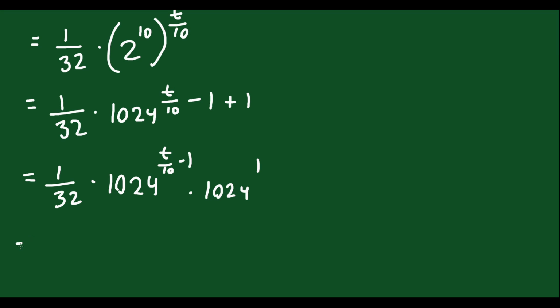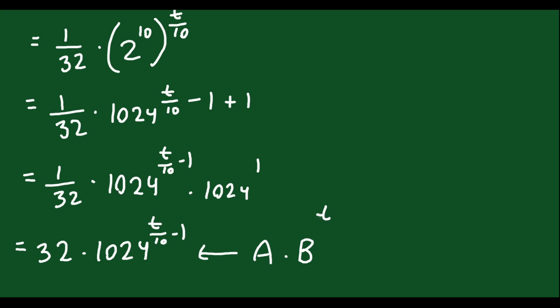And now you can put that 1024 with your 32. So 1024 divided by 32 is actually equal to 32. Pretty cool. And then 1024 to the t over 10 minus 1. This looks a lot like a times b to the exponent t over 10 minus 1. We got it in the exact form that we wanted. So your a is 32, your b is 1024, and the exponent looks exactly like we want it.